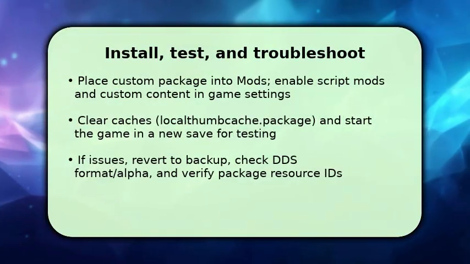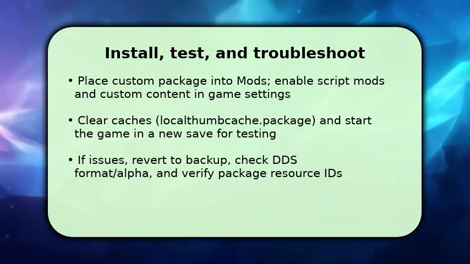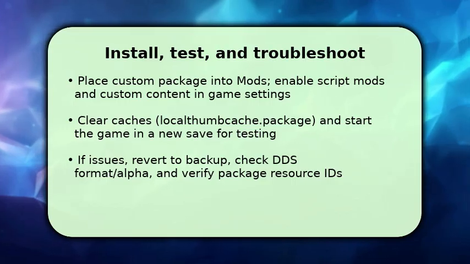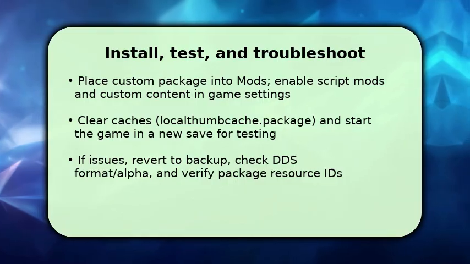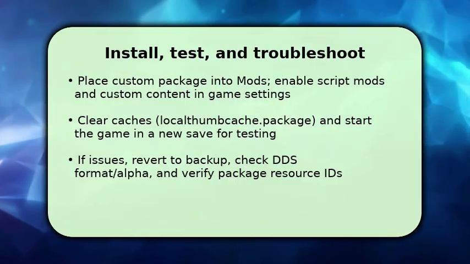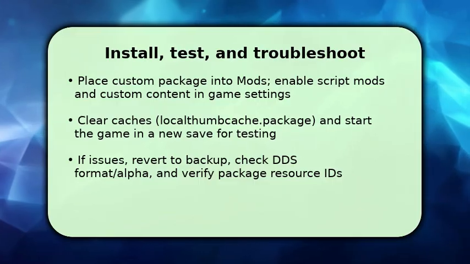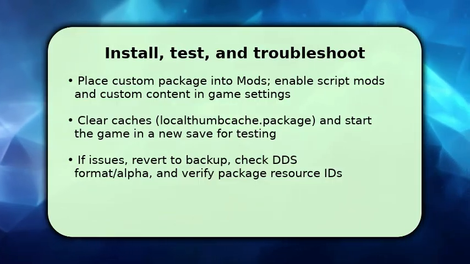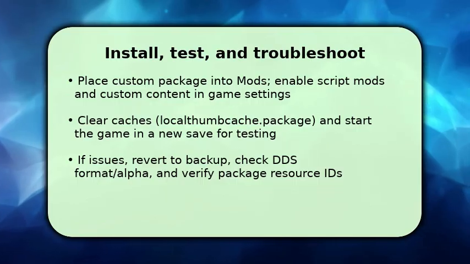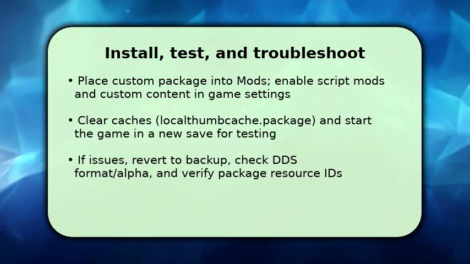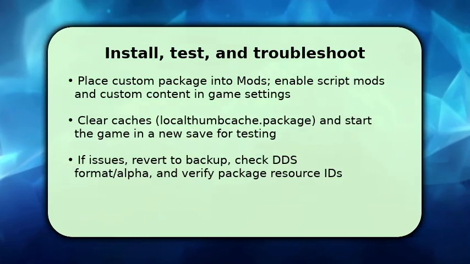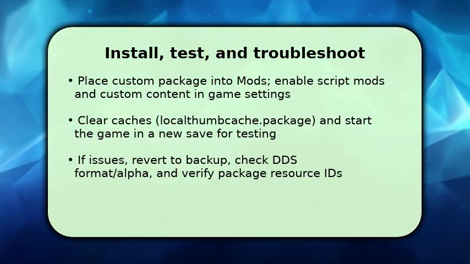You install the custom package into mods, then enable custom content and script mods in game settings so the file is recognized. Clear the local thumb cache, package and other caches to force reload, and test in a new save to avoid save-specific glitches. If the background is missing or broken, revert to your backup. Then check the DDS format and alpha channel, confirm DXT5, and ensure resource IDs weren't changed.